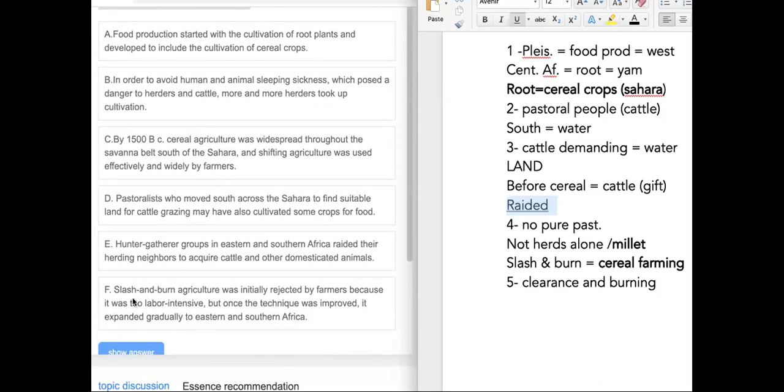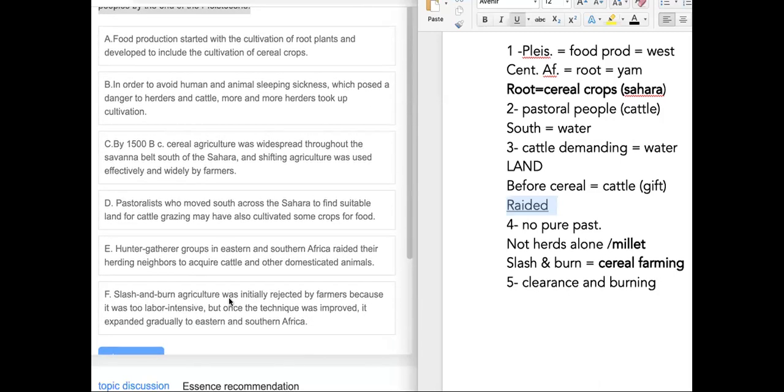Let's see the whole thing. Slash and burn agriculture was initially rejected by farmers. Wait a minute. Rejected? They actually used it. There was no mention that they rejected them, right? That slash and burn, they were using it. So I have to eliminate F. That's totally false. E, again, was like a detail.